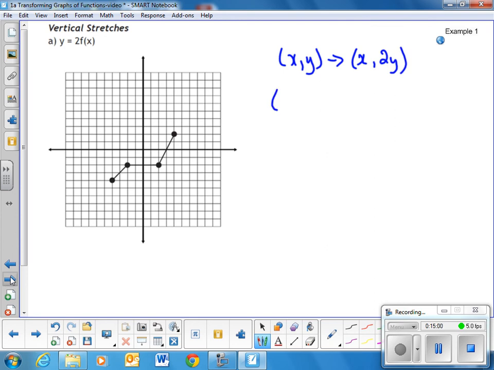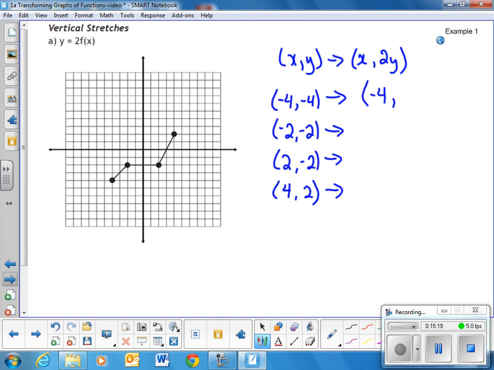Making a list again of our key points: (-4, -4), (-2, -2), (2, -2), and (4, 2). Our mapping diagram says to not change the x value, but to multiply the y value by 2. So negative 4 times 2 is negative 8. Negative 2 times 2 is negative 4. Negative 2 times 2 is negative 4. And 2 times 2 is positive 4.